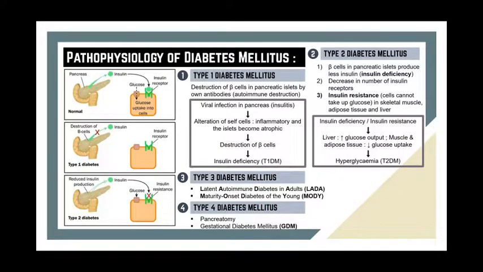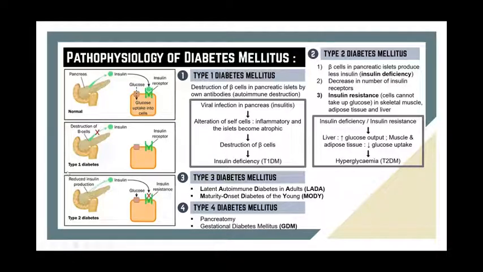Diabetes mellitus can be classified into four types here. Let's see the picture here first. For the normal person, usually the pancreas will be able to secrete the appropriate amount of insulin. Once insulin binds to the receptor on the liver, it will inhibit the production of glucose, while when it binds to the receptor of the muscle cell and adipose tissue, it will promote the glucose uptake by the respective organs.